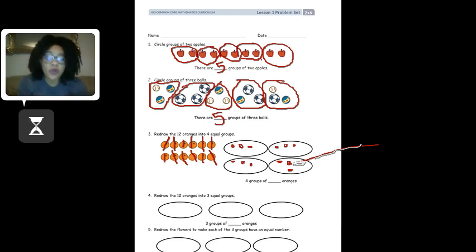It says 4 groups of blank oranges. So we have 4 groups of how many oranges? 3, because there are 3 oranges in each basket. So I'm going to write 3 down at the bottom to complete our sentence statement. And remember, whenever we're doing problems that have word problems, we always make our sentence statement. So 4 groups of 3 oranges.